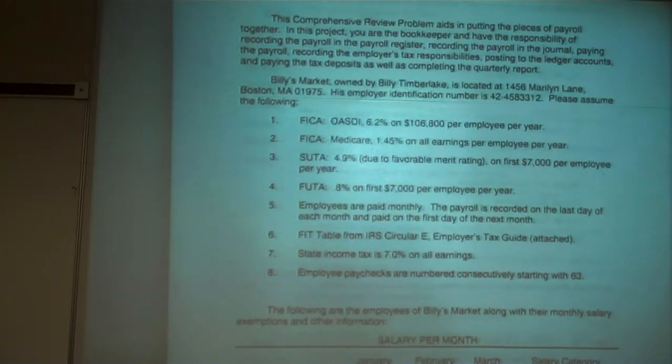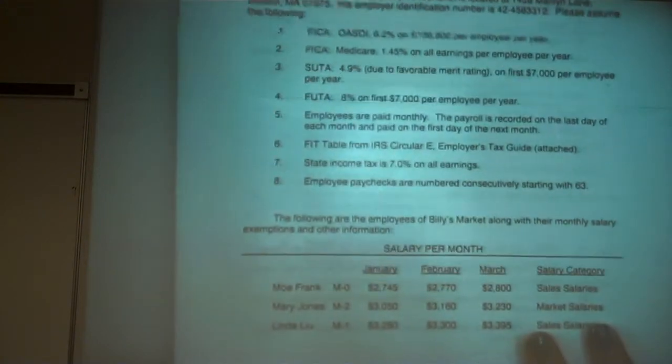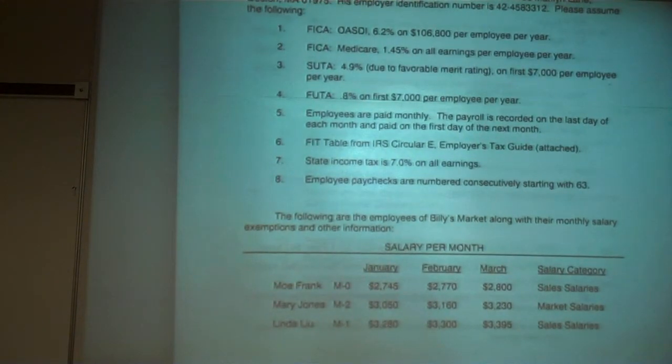Billy's Market, owned by Billy Timberlake, is located at 1456 Maryland Lane, Boston, Massachusetts, 01975. His employer identification number is 424583312. Please assume the following. FICA OASDI is 6.2% on $106,800 per employee per year. FICA Medicare is 1.45% on all earnings per employee per year. I would underline the word all or circle it. SUTA, state unemployment tax, is 4.9% due to favorable merit rating on the first $7,000 per employee per year.